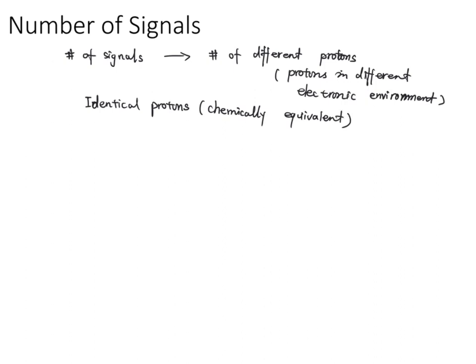So the first question you may have is, how do I know if these two protons we are looking at are identical, chemically equivalent protons or not? There are ways to see this. The first type of identical protons we call homotopic protons. Homotopic protons are protons that have an axis of rotational symmetry.